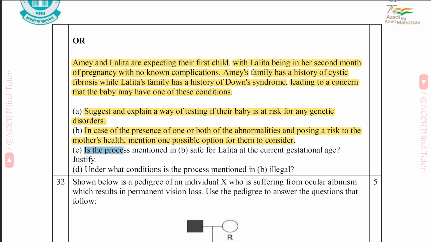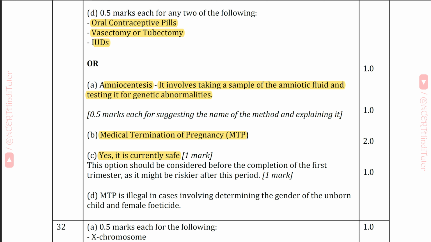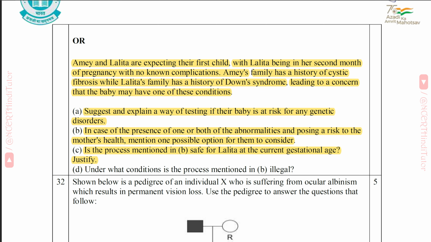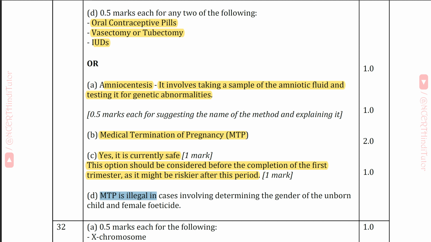Is the process mentioned in B safe for Lalita at the current gestational stage? Justify. Answer. Yes, it is currently safe. This option should be considered before the completion of the first trimester, as it might be riskier after this period. D. Under what conditions is the process mentioned in B illegal? Answer. MTP is illegal in cases involving determining the gender of the unborn child and female foeticide.